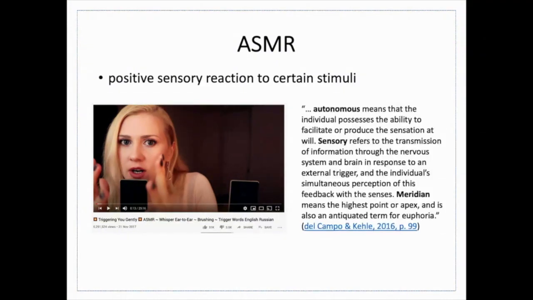So to unpack the acronym, autonomous means that the individual possesses the ability to facilitate or produce the sensation at will. So it's something that's happening in your brain. Sensory refers to the transmission of information through the nervous system and brain in response to an external trigger. So that's the visual or oral stimulus that I mentioned earlier. And the individual's simultaneous perception of this feedback with the senses. And meridian refers to this kind of apex, this euphoric sensation that the person feels.